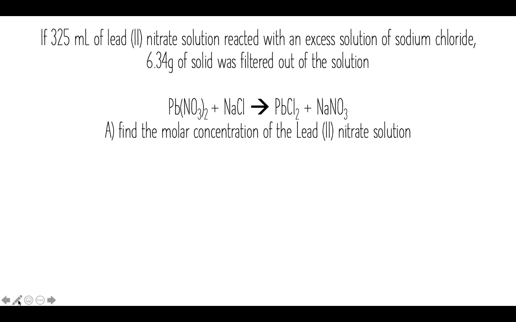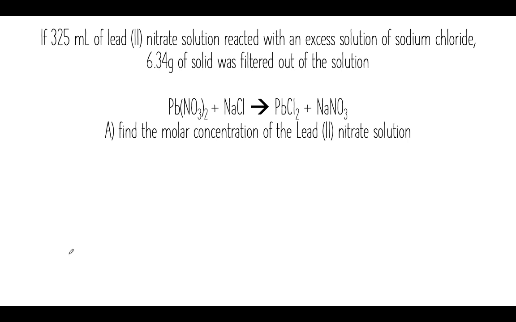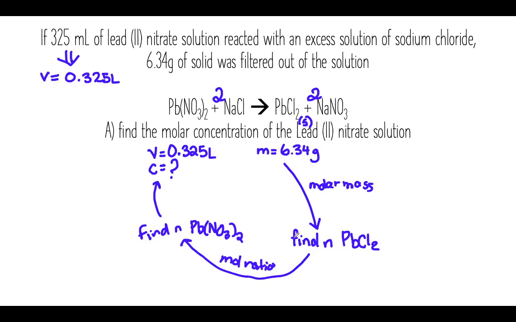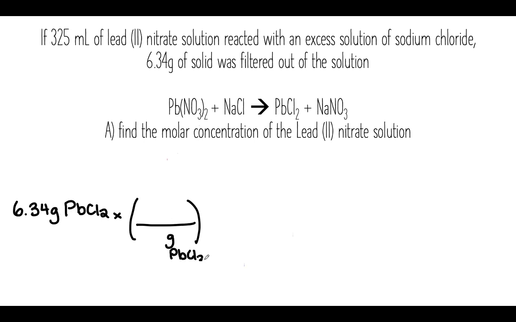Again, I'm going to use different colors for the different steps, but I'm going to do this all in sort of one row. So I'm going to use black for the first step. My first step was to use the mass of PbCl2 to find the moles of PbCl2 using the mass and the molar mass. So I'm going to write out my mass here, 6.34 grams of PbCl2. And then I'm going to have to make sure that my grams cancel out. So PbCl2 cancels out. And then I have moles.